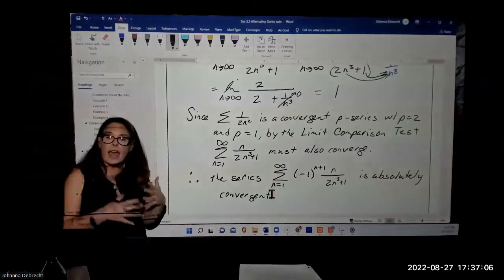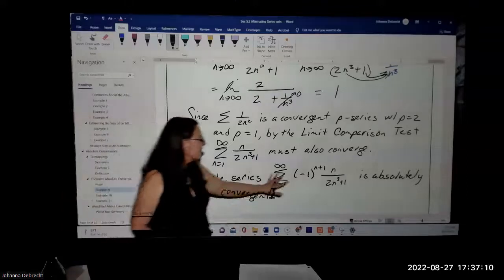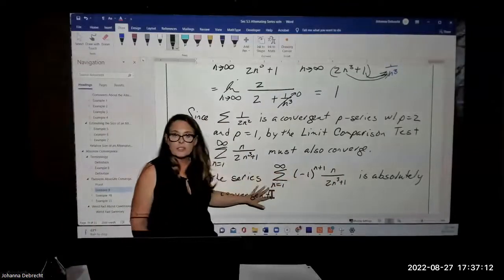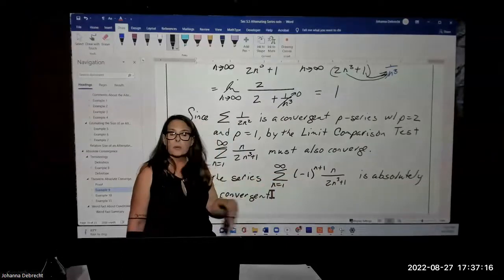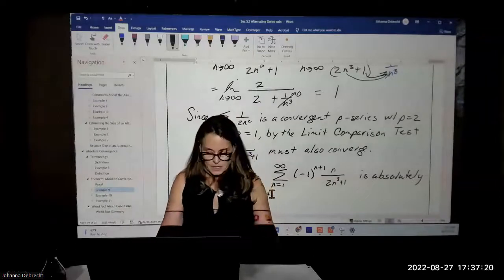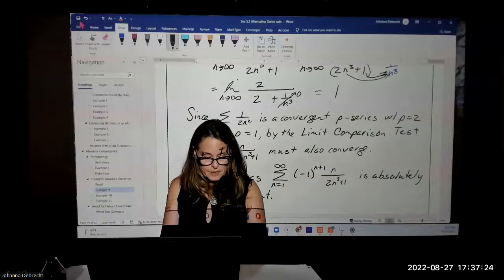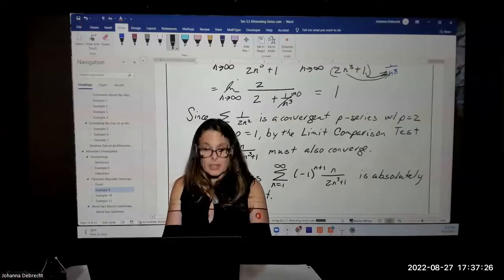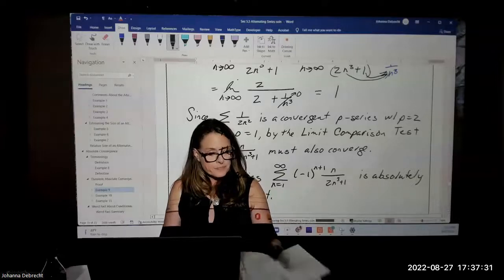And it means that the absolute value of the summand converges, which automatically means that this one also converges as well. So this is the conditional convergence part, but we also have absolute. Absolute implies conditional. So we know that they both are going to converge. Let's now take a look at the next example, which is example number 10.